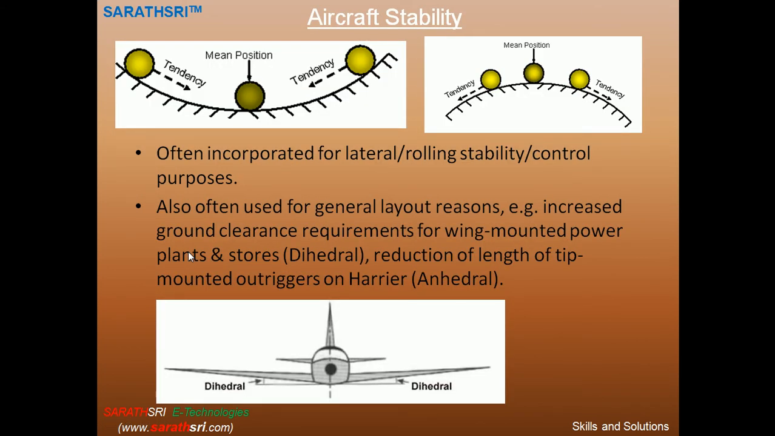Aircraft stability. So far we have discussed how the controls are operating. The moment a control is applied, the aircraft has to come back to stability once it is released. That is, the moment you operate the control, it should come to the normal position once the control is released. This is done mainly by the dihedral angle; the stability will be there, generally minus 3 to 5 degrees in the case of an aircraft.